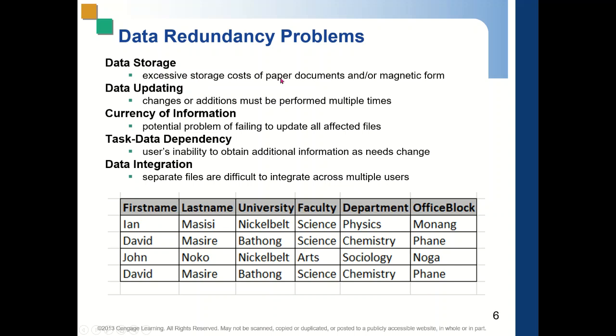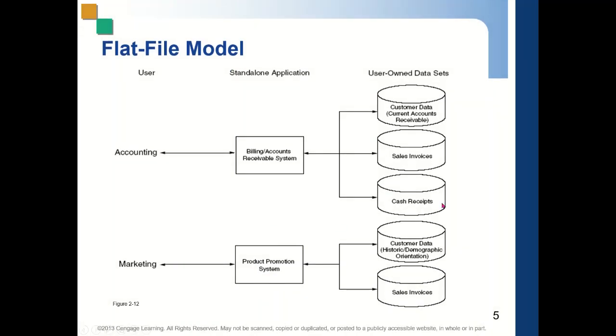The storage costs can be quite high. For instance, if you go back to this system, you can see here that the accounting department maintains data that we refer to as customer data, but marketing also maintains data that we call customer data. So you may have a lot of data about customers that accounting is maintaining, and the same data about customers that marketing is also storing on their own hard drives. So the two files are separate.